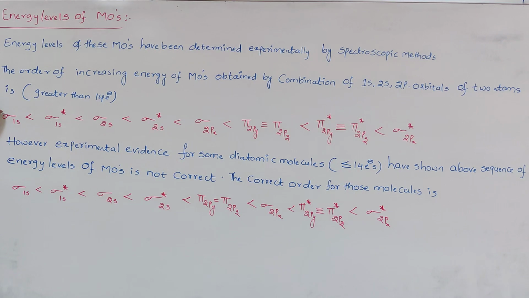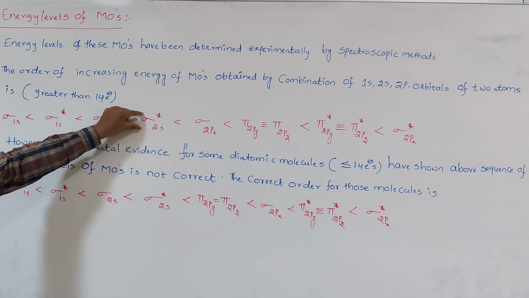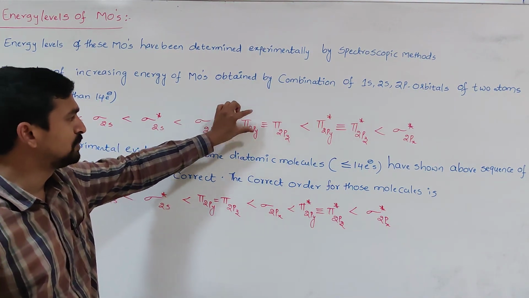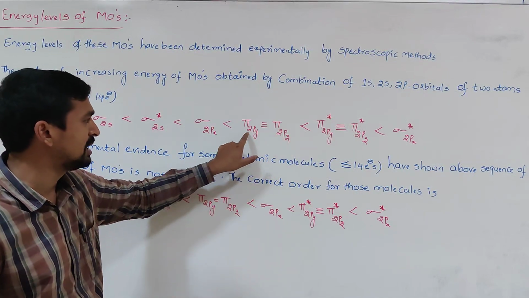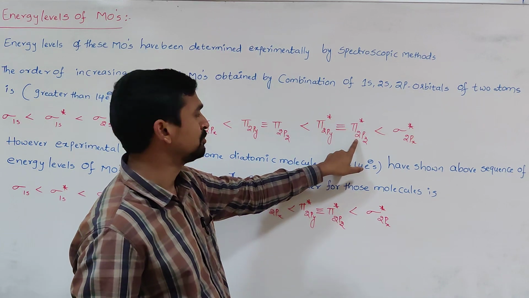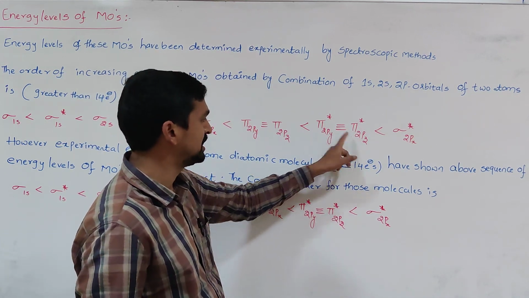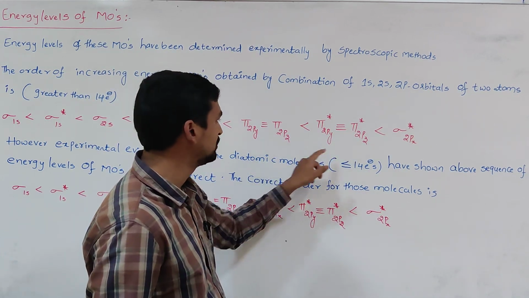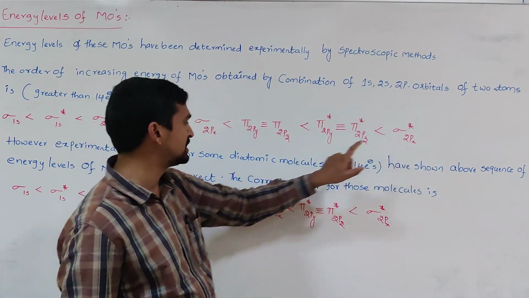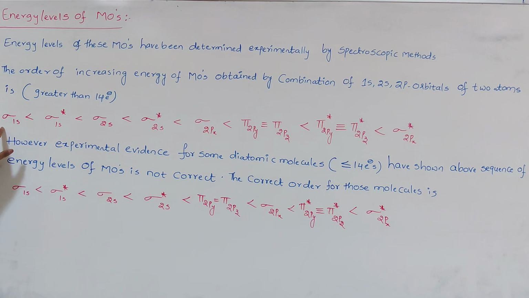The first one, sigma 1s, is the lowest energy. After that sigma star 1s, then sigma 2s, then sigma star 2s, then sigma 2px, pi 2py, pi 2pz. Both of these have the same energy here. After that pi star 2py and pi star 2pz, these also have the same energy. These two and those two are degenerate. After that sigma star 2px. That means it is said to be higher in energy, or lower in energy.